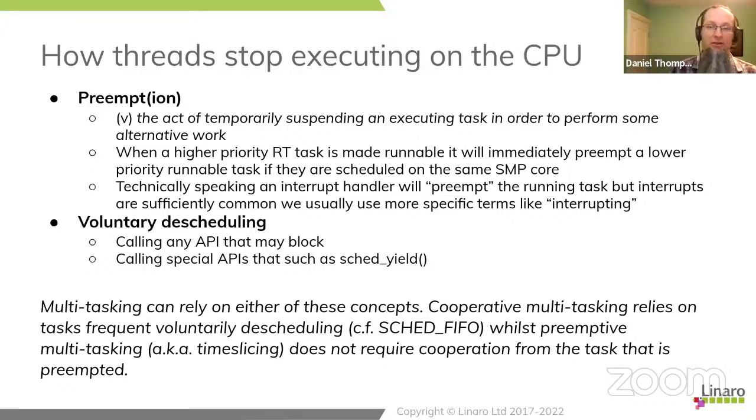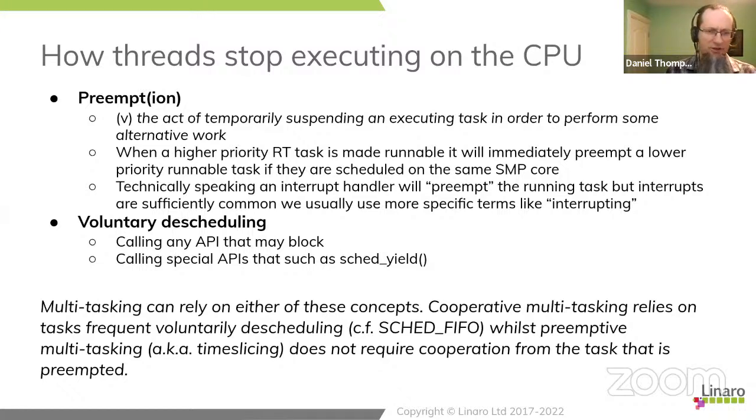This is a task choosing to step back and allow somebody else to take over the CPU. And that comes in a couple of forms. Obviously, sleeping is the fundamental form of voluntary scheduling. If you go to sleep, you're no longer on the run queues, you've given up the CPU. You can also call special APIs, such as yielding, that cause you to give way to potentially other tasks.